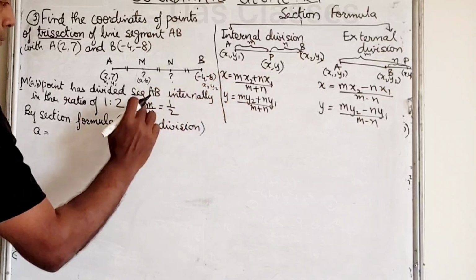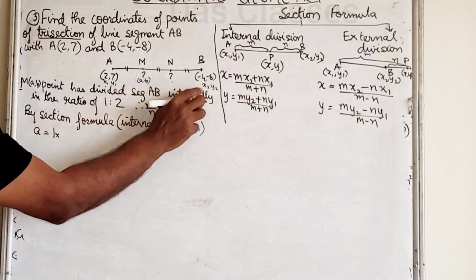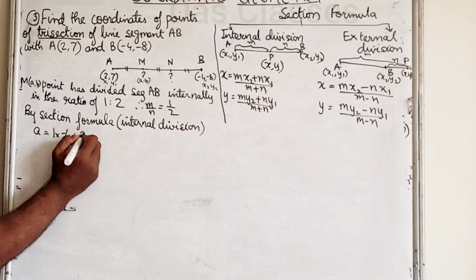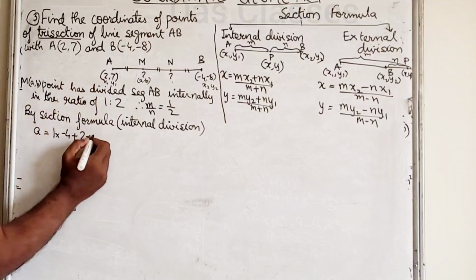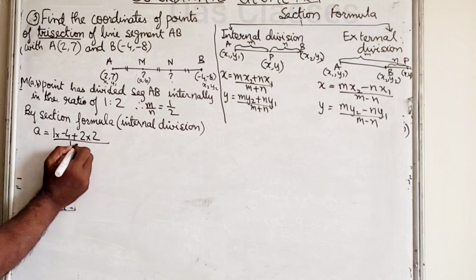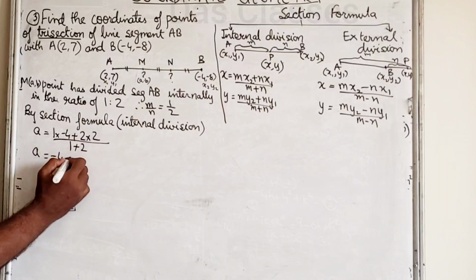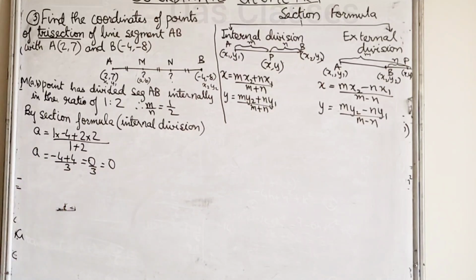So a is m is 1 into x2, your x2 is -4, plus n is 2 into x1, your x1 is 2, upon 1 plus 2. So just multiply this. 1 into -4 would be -4 plus 4 upon 3. So 0 upon 3, that is going to be 0.